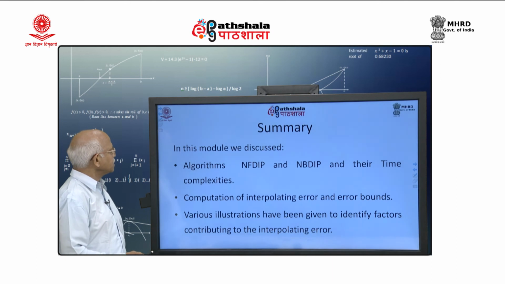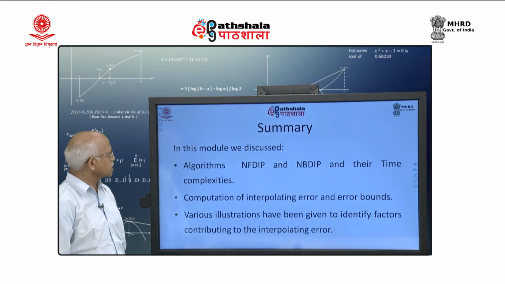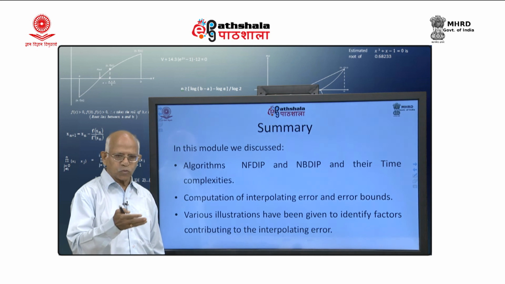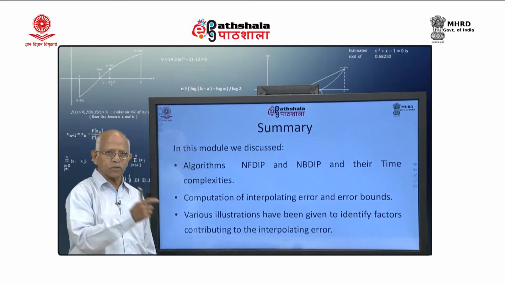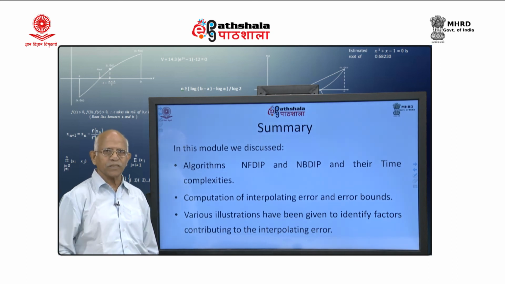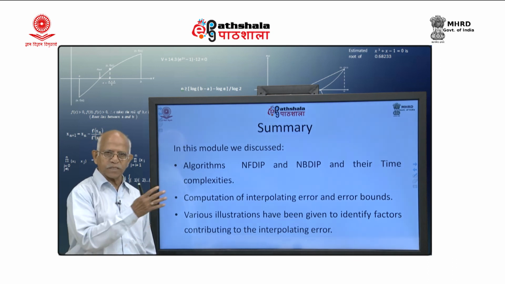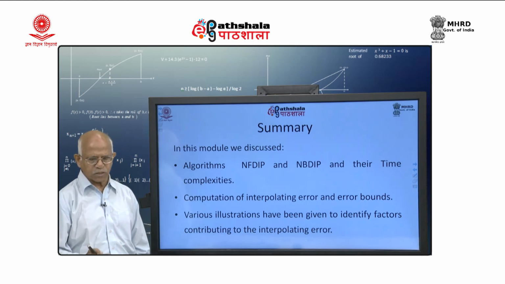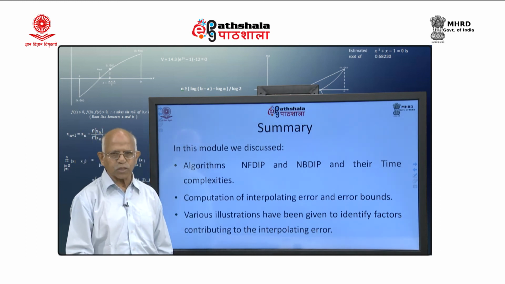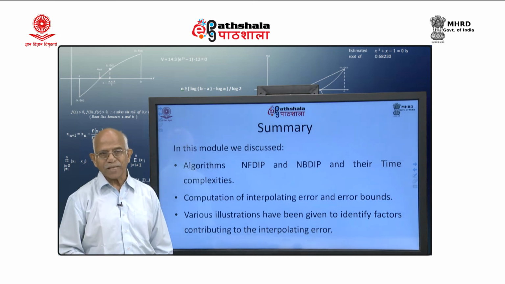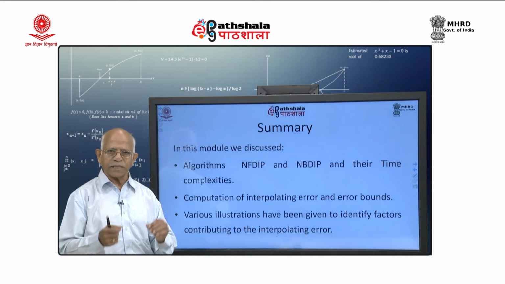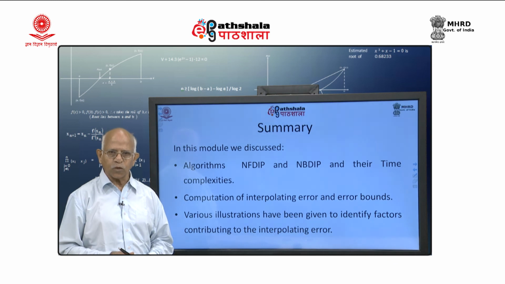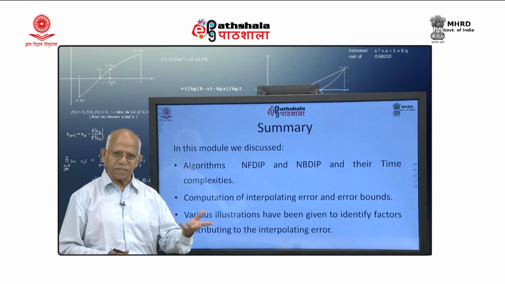In summary, in this particular module we discussed two algorithms: Newton's forward difference interpolating polynomial and Newton's backward difference interpolating polynomial. We have studied their time complexity and came to the conclusion that the asymptotic time complexity for both these algorithms is order n square, and we have given 3 illustrations which give a detailed error analysis as to how the interpolating error in both the cases changes.